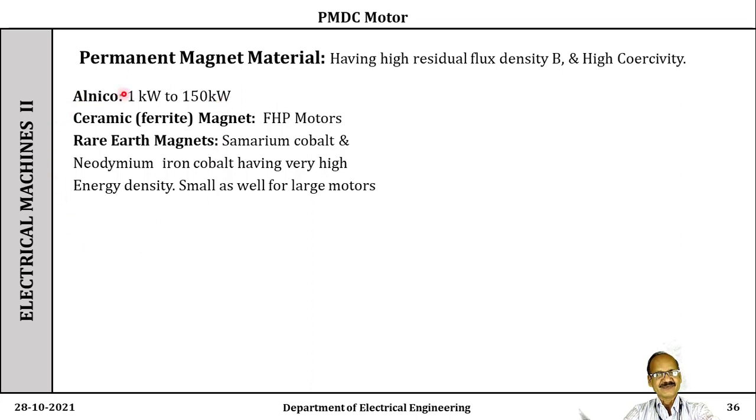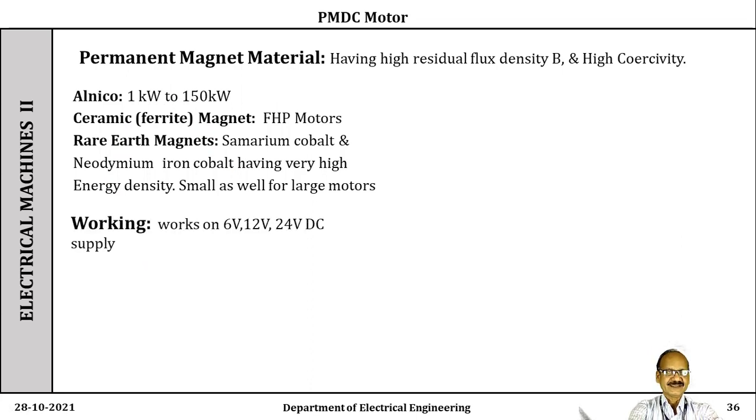Another type of permanent magnet is ceramic, that is ferrite magnet. It is generally cheaper and therefore used for fractional horsepower motors or very small motors. Then the third one is rare earth magnet, that is samarium cobalt and neodymium iron cobalt, having very high energy density. It can be used for small as well as large motors.